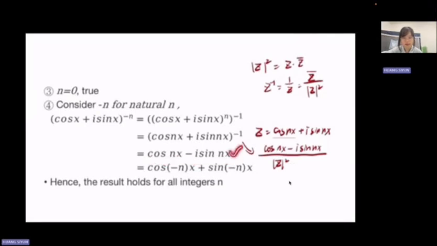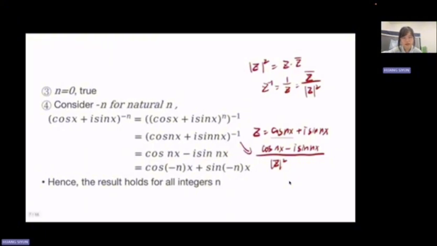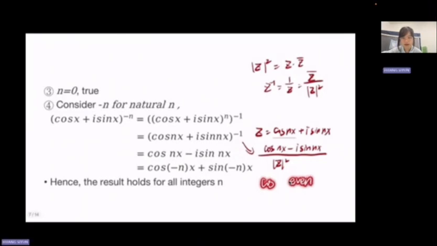So we have this. And next, we know that cosine x is an even function, and sine x is an odd function. So we can obtain this. Now we can conclude that the result holds for all integers.